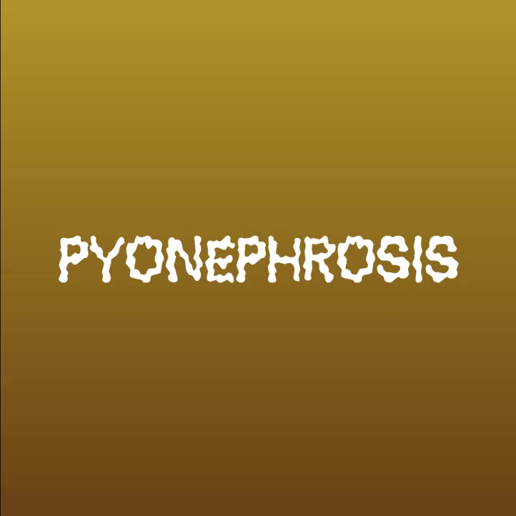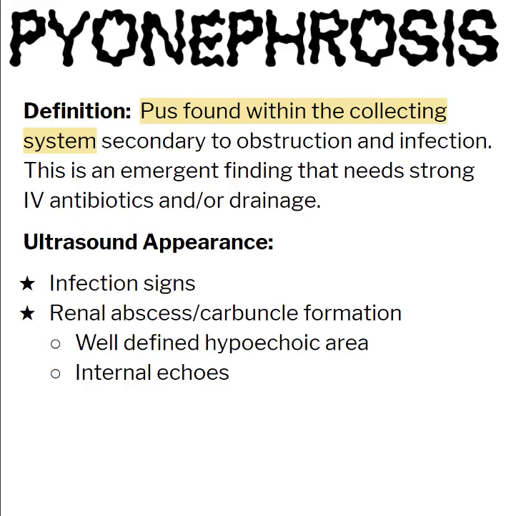Pyelonephrosis then is an extension of pyelonephritis. So pyelonephritis is the initial infection. Pyelonephrosis means that pus is now starting to form within the collecting system. This is usually secondary to an obstruction and infection. If pyelonephrosis is seen, then this is an emergent finding. We need to get that patient on strong antibiotics, typically IV antibiotics, admitted to the hospital and get a drain in there as well.